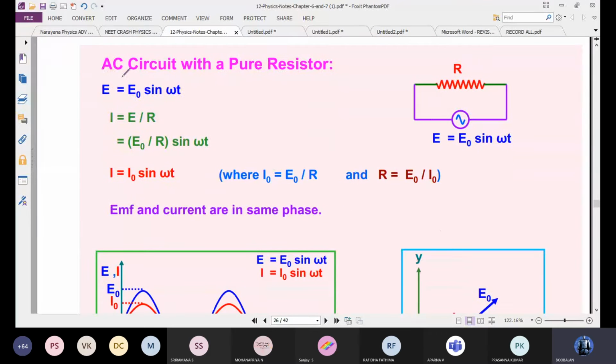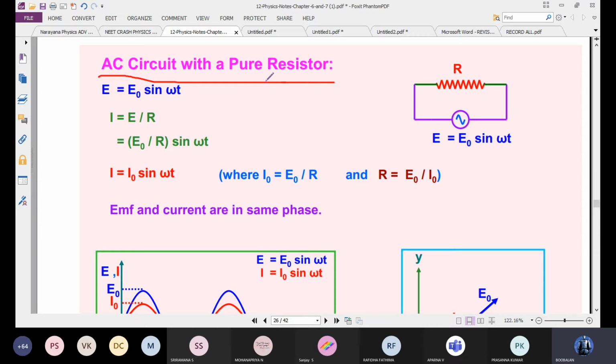Okay, next topic, AC circuit with pure resistor. This is an AC circuit connected with only the resistance. It is called an AC circuit with pure resistor. Actually, for us only LCR is there, so no need to learn the entire derivation. Just know what an AC circuit with pure resistor is, what an AC circuit with pure inductor and capacitor is. This alone you can revise.